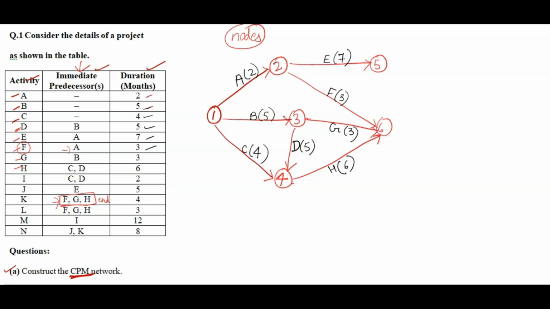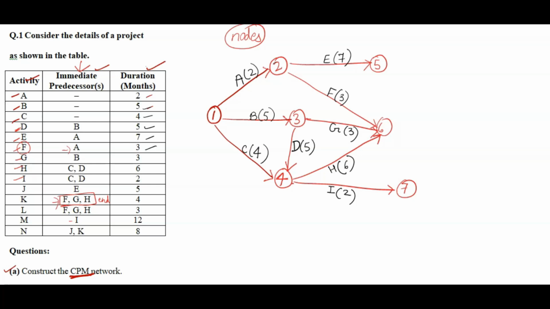Now the next activity we have is I. I is starting from C and D. I is independent, so that is fine. So I we can form like this, and I duration is 2. Next, node 7 we can put here.